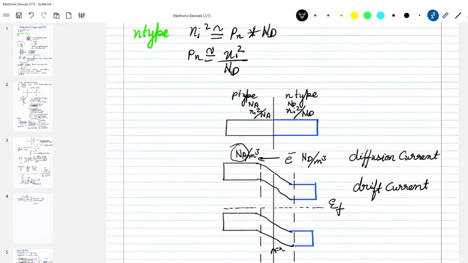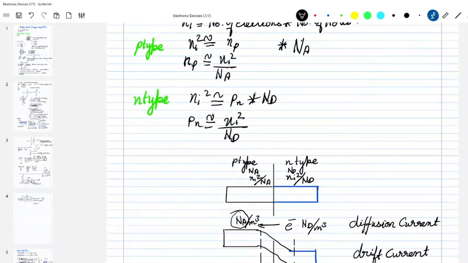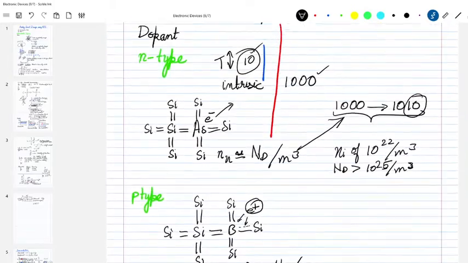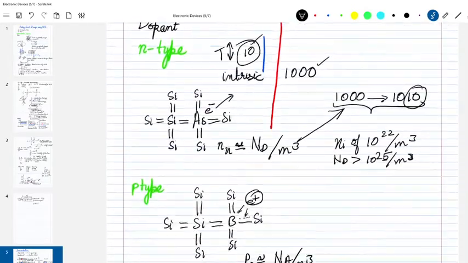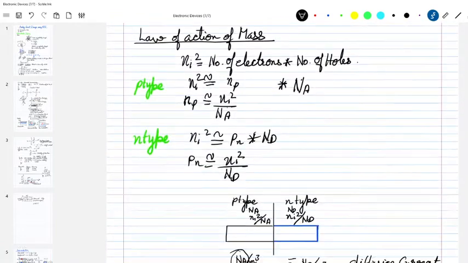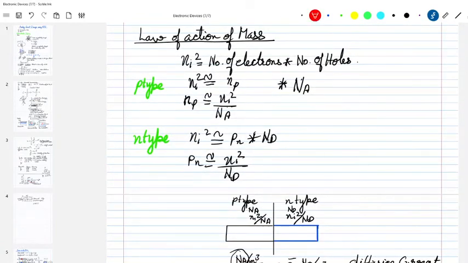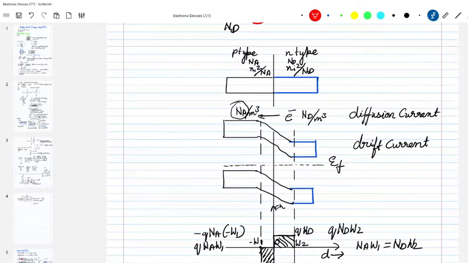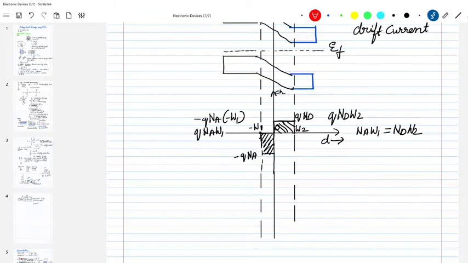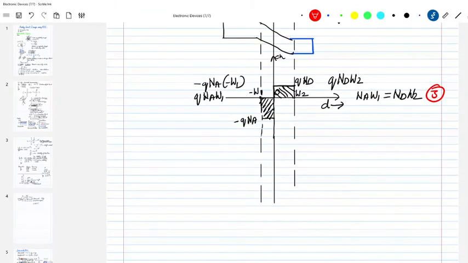So up till now I have seen one relation which was due to intrinsic, then there was another relation due to law of action of mass, which is basically here and here. Then the other one is going to be here, the relationship here, which is the charge balance, right? So the charge is distributed like this. Okay, so now if the charge is distributed like this, then I'm going to introduce you to another equation.